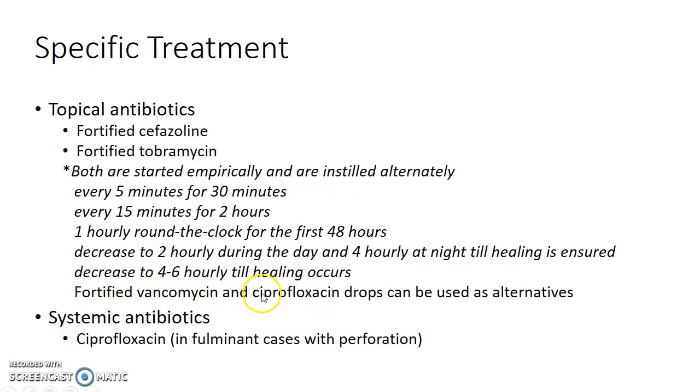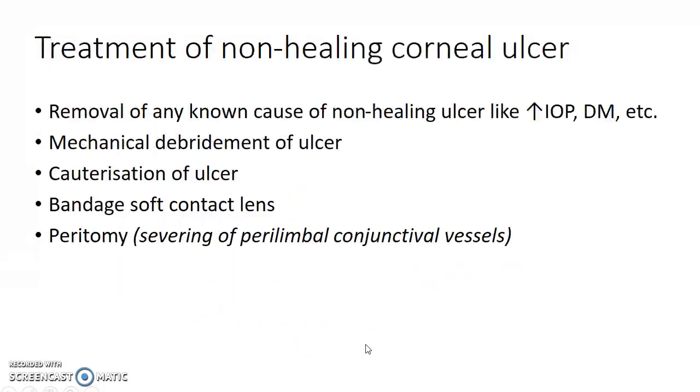Fortified vancomycin and ciprofloxacin drops can be used as alternatives to these two drugs. Systemic antibiotics like ciprofloxacin can be given in fulminant cases with perforation. Now let us see about the treatment of non-healing corneal ulcer. If a corneal ulcer is non-healing, then the following measures should be taken. Removal of any known cause of non-healing ulcer like raised intraocular pressure, diabetes mellitus, etc.